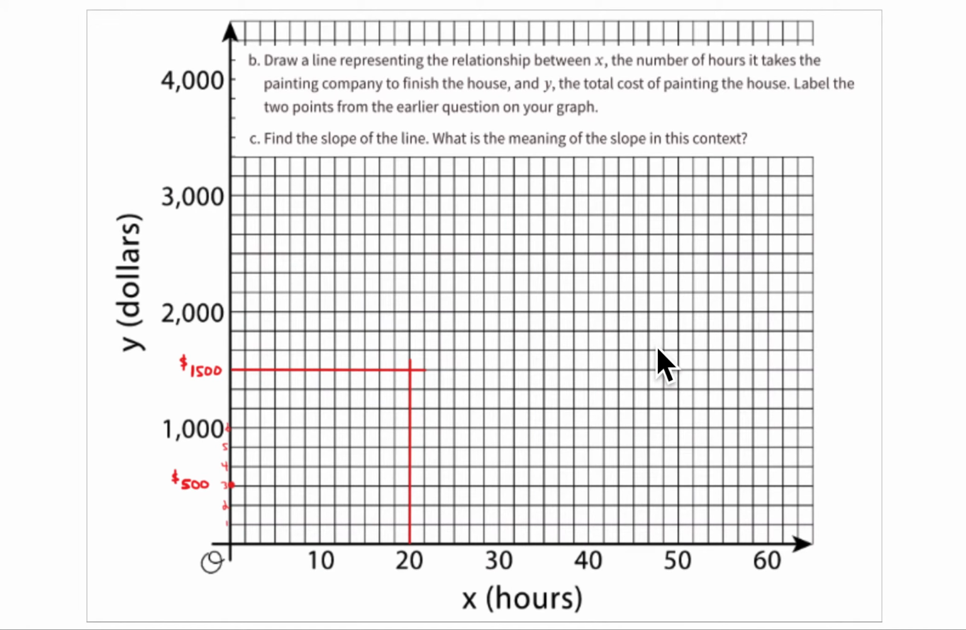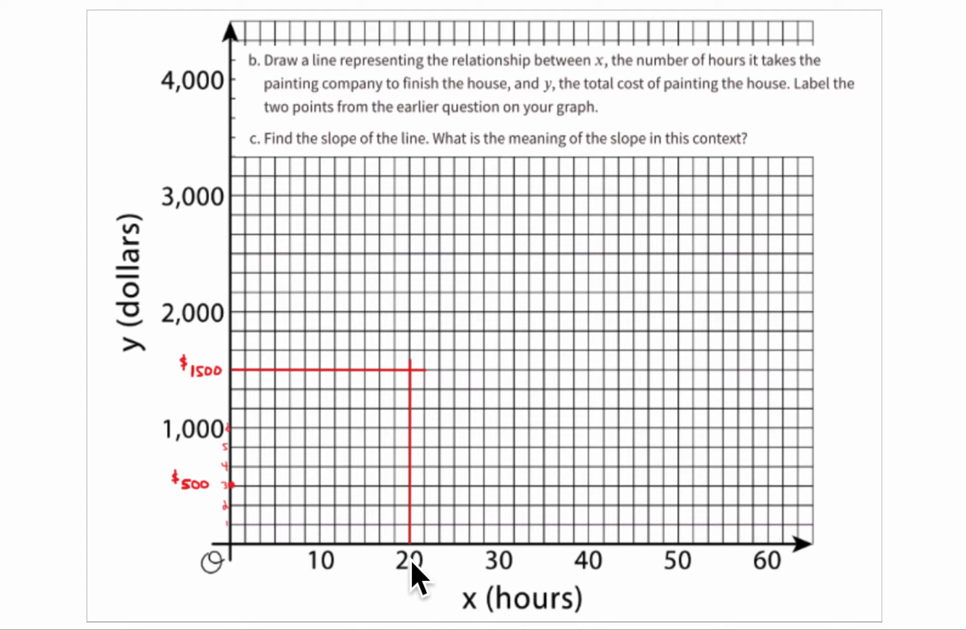So now we can put it on a graph. A way to begin is the $500 that you have to pay up front. You know that's 0 hours worked on the house, but you have to pay $500 for the supplies. Now to get to $1,000, they divide this into 6 parts. 1, 2, 3, 4, 5, 6. That means halfway up is the $500. So you put a point right there for $500.